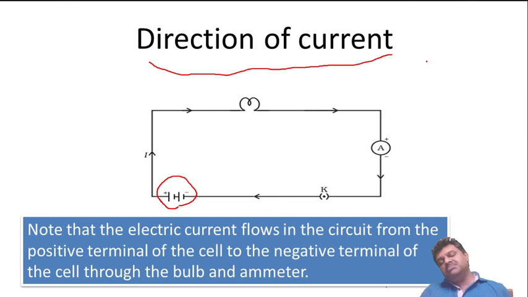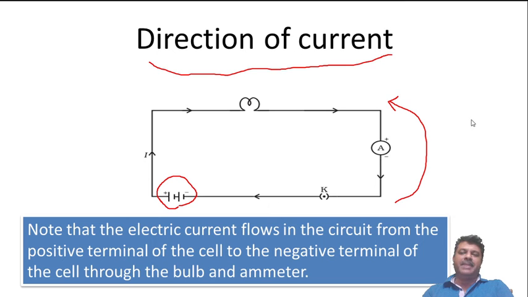Even though we know electrons are flowing and electrons are responsible for current, and electrons move from negative to positive, whenever we are asked to mark the direction of the current, it is always from positive to negative. It is very important to understand. I hope I have made it clear. If it is not clear, please come back. We will redo this course again.